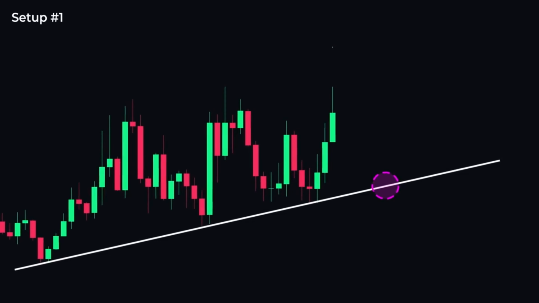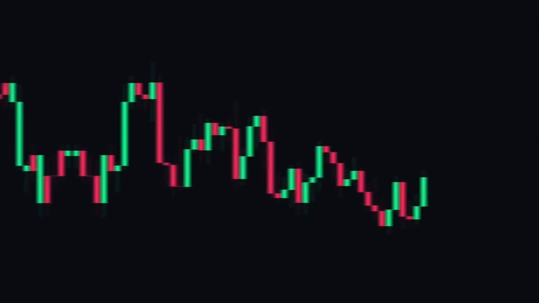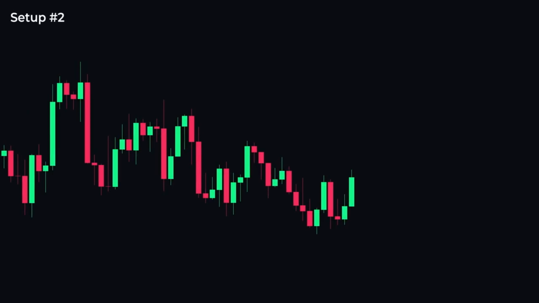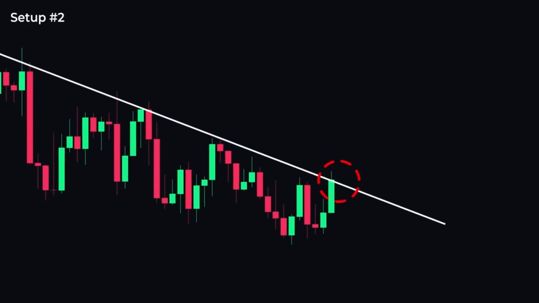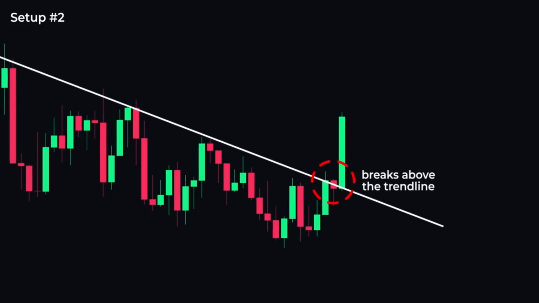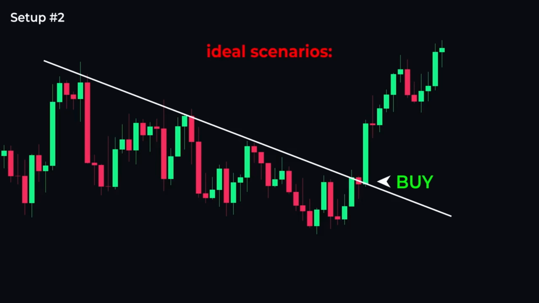So, a possible trade setup here would be to take a buy trade if price retraces to the trend line. Now the second reason why trend lines are useful is that if price breaks a trend line, it could signal a possible change in trend direction. For example, in this chart, we've applied a trend line by connecting the swing highs, and it clearly shows that the market is in the downtrend. But right here, price broke above the trend line, and soon after, the trend shifts from a downtrend to an uptrend. Knowing this, the next time price breaks out of a trend line during the downtrend, we could set up a possible buy trade.